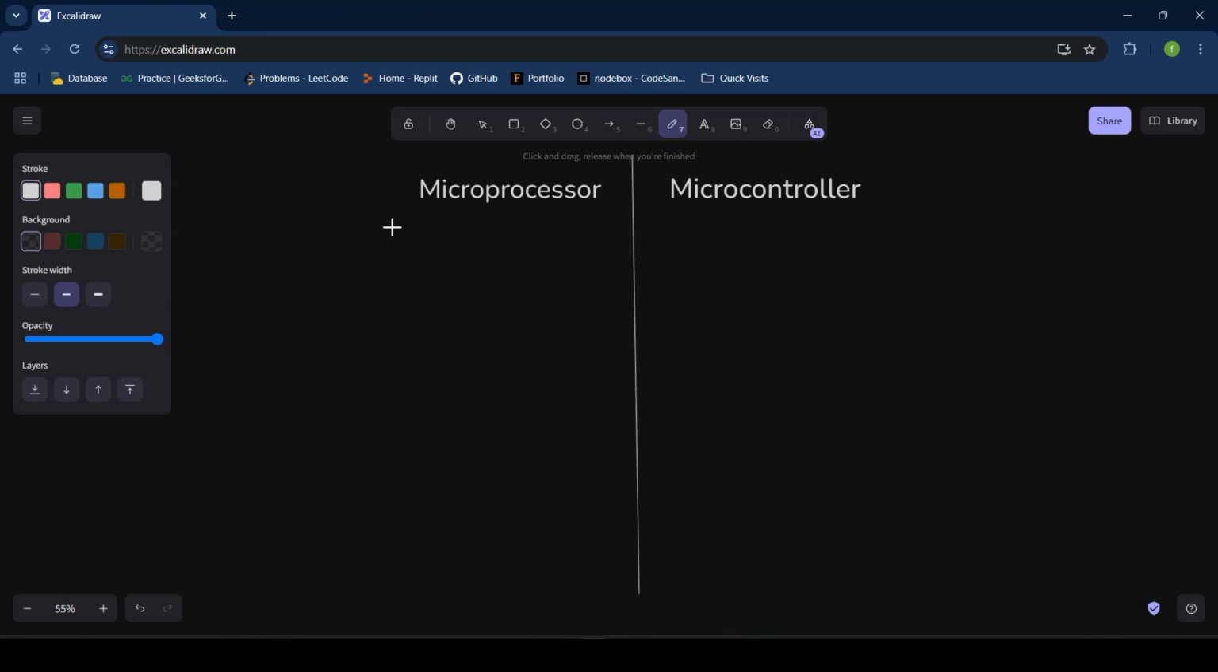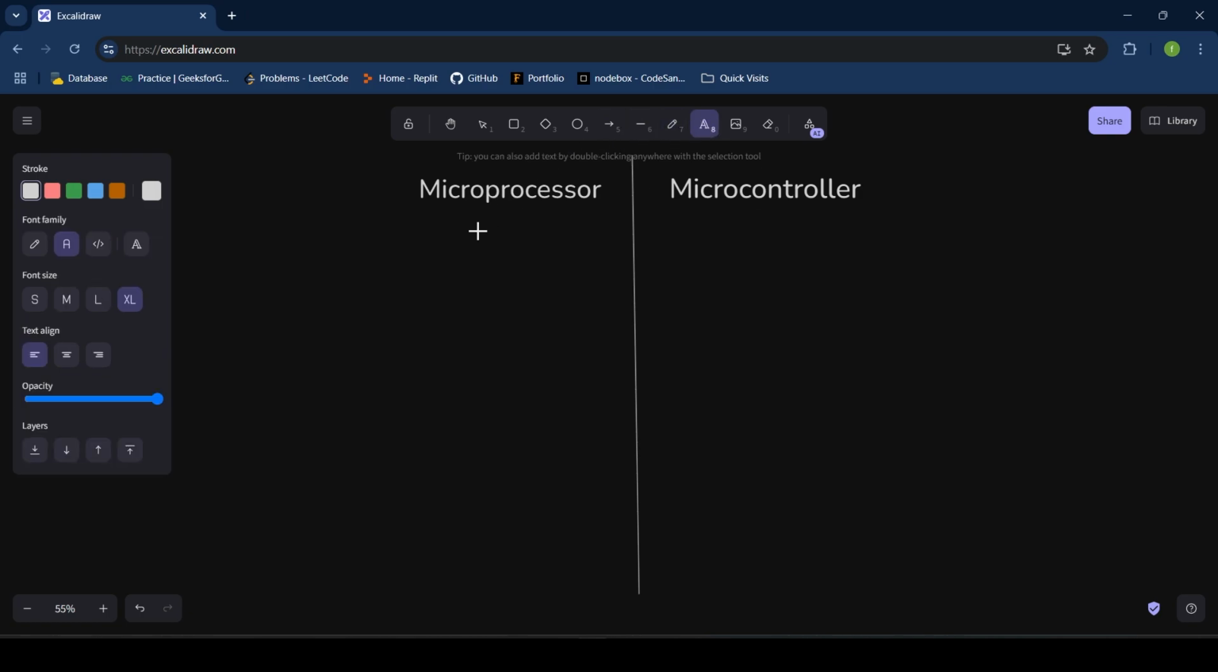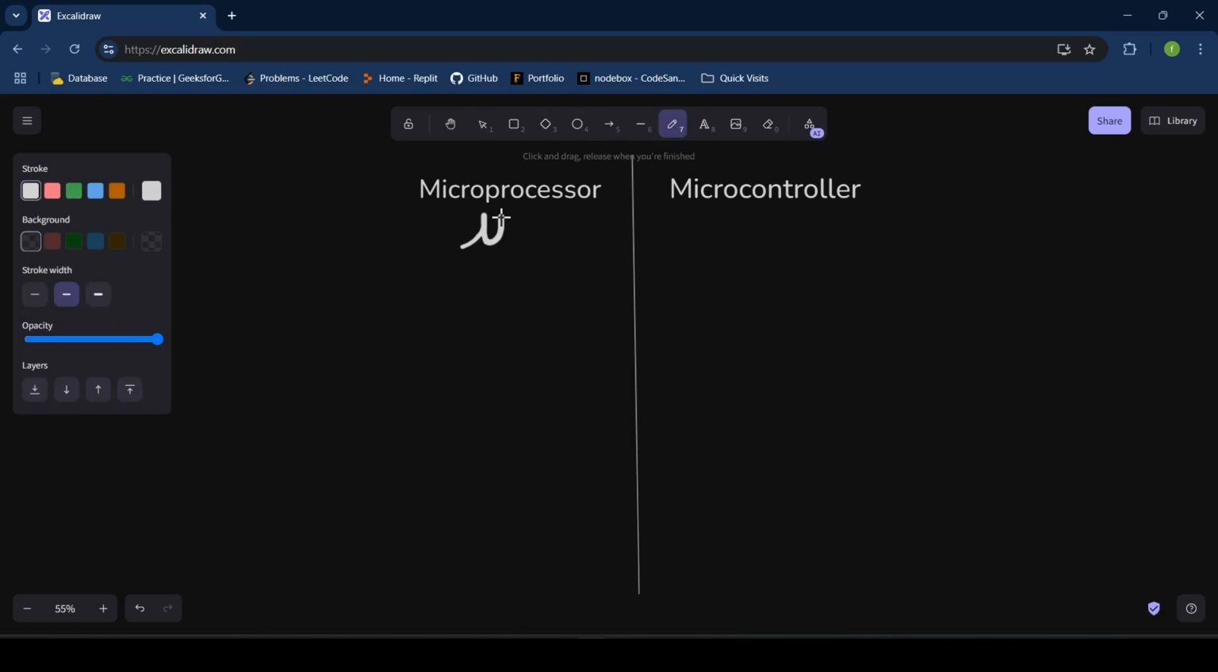So this is going to be the very first video of my YouTube channel, and in this video I'll show you the differences between the microprocessor and microcontroller. But before that, let me tell you that we also call microprocessor as MPU and we call microcontroller MCU. So let's start the differences.